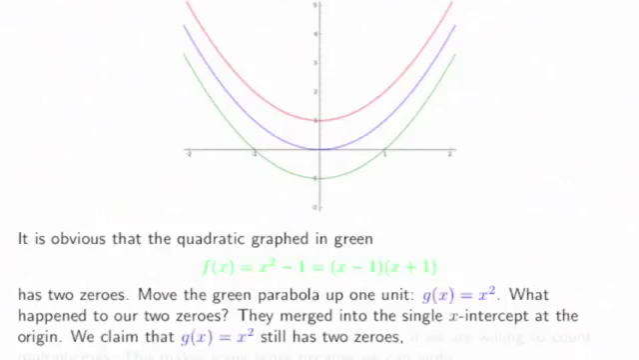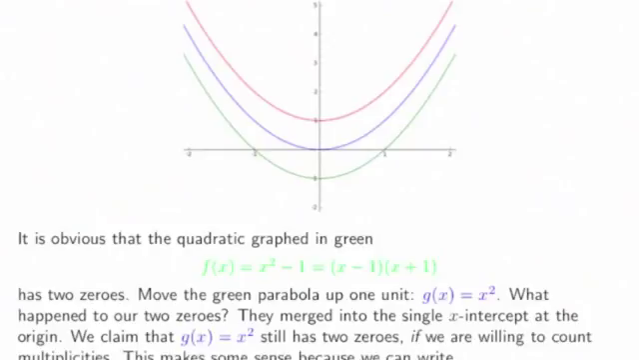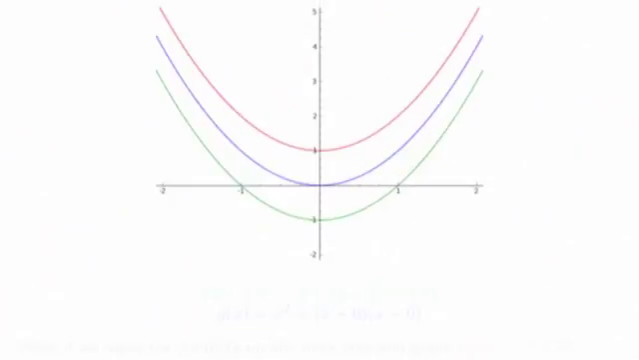We claim that g of x equals x squared still has two zeros if we're willing to count multiplicities. And this makes some sense because we can write x squared as x minus 0 times x minus 0. So we can think of 0 as being a root twice. Here's a picture again. The function x squared minus 1 has two zeros and factors into x minus 1 times x plus 1. The function x squared has two zeros, both of them at 0.